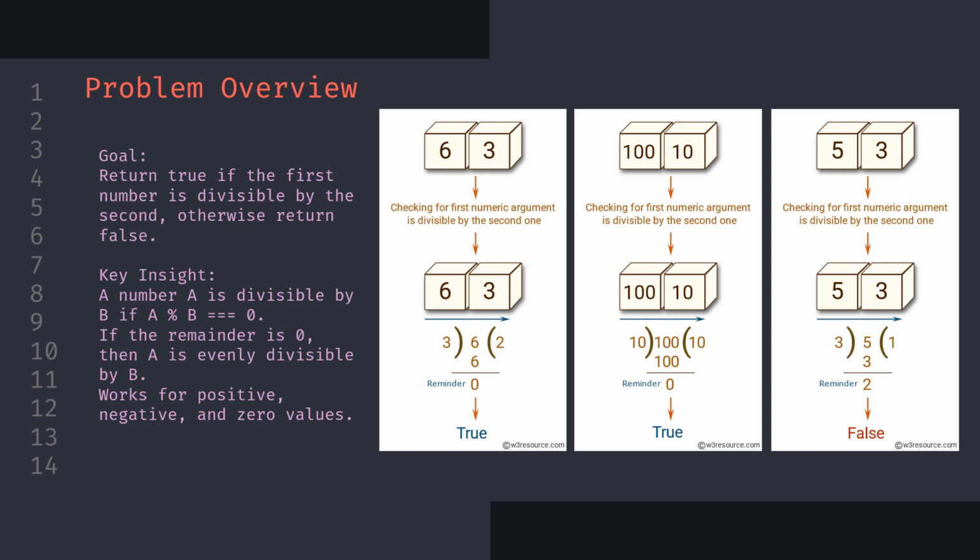In JavaScript, we can check if a number is divisible by another using the modulo operator. If a modulo b is strictly equal to 0, it means that a is perfectly divisible by b without any remainder. This means the method works for all numeric values, including 0.